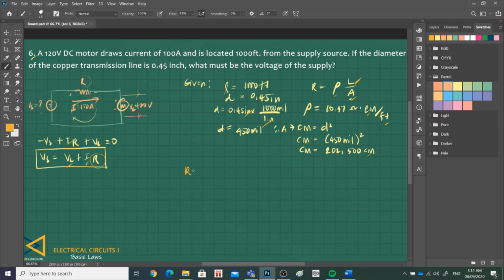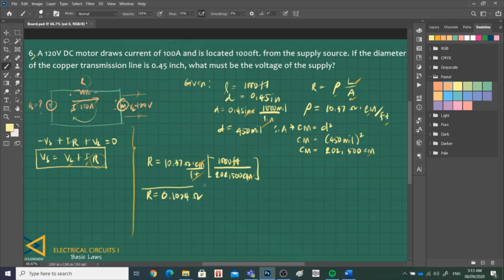Okay, so R is equal to rho. Rho is 10.37 ohm circular mil per feet multiplied by the length, which is 1,000 feet, divided by the area in circular mil, 202,500 CM. Ayan, unit analysis tayo. Cancel out yung circular mil, tapos yung feet. Matitira is ohm. So, the resistance in terms of ohm is 0.1024 ohms.